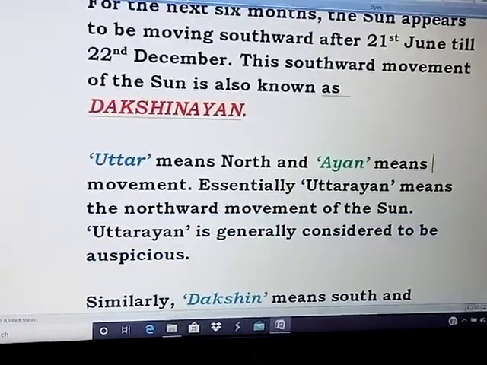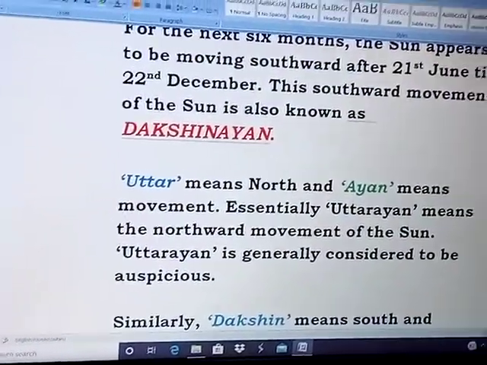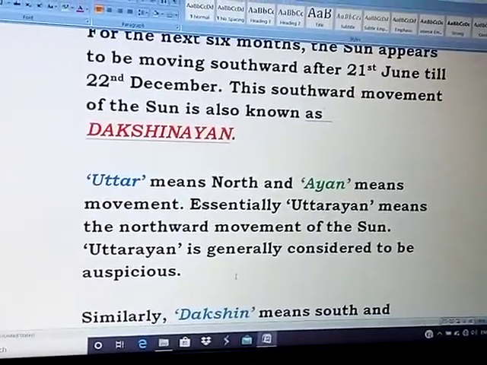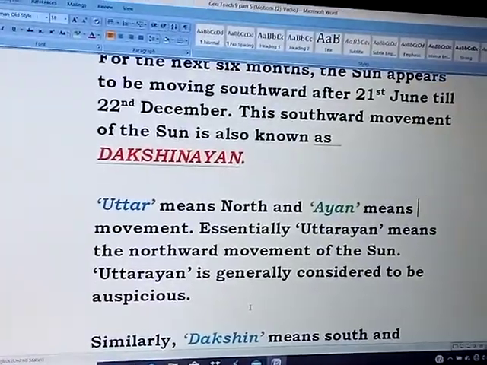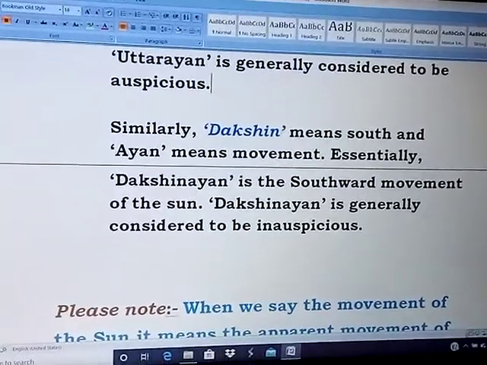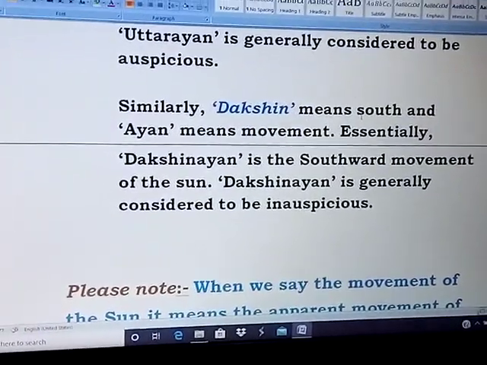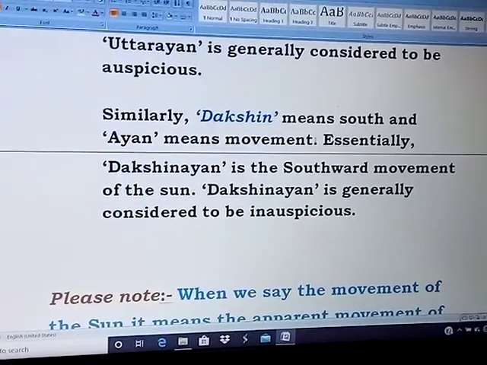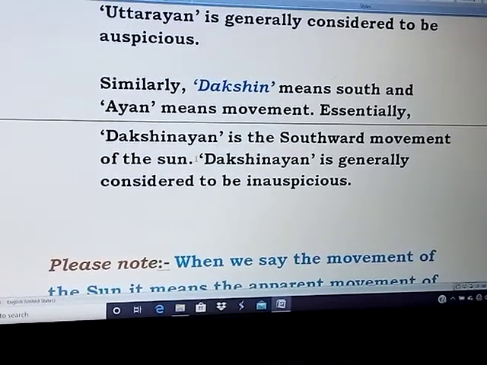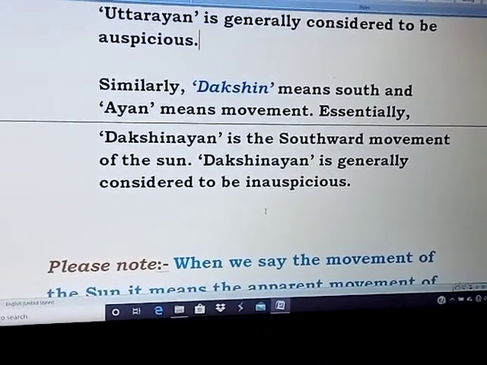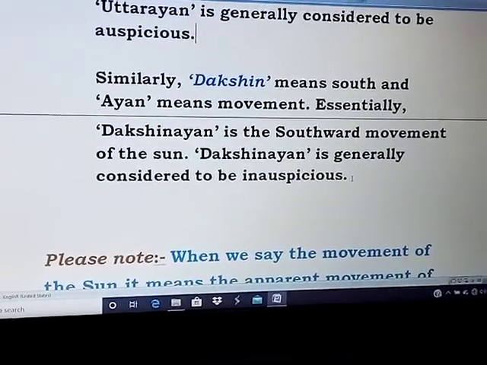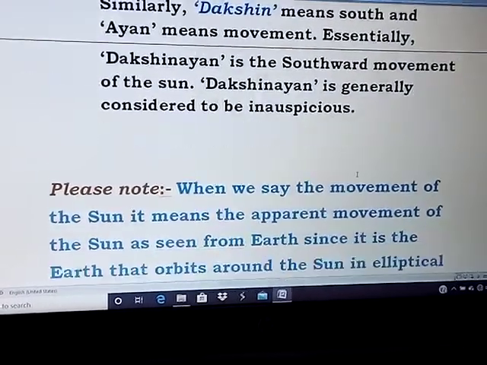That means all the good days, happiness, joy in life is supposed to come. Normally this begins from the Makar Sankranti day in India. Similarly, Dakshinayan: Dakshin means south, and Ayan means movement. So essentially, Dakshinayan means the southward movement of the sun. Dakshinayan is generally considered to be inauspicious. All the dark days or bad days, bad luck is supposed to come. That's the belief and faith in our life.